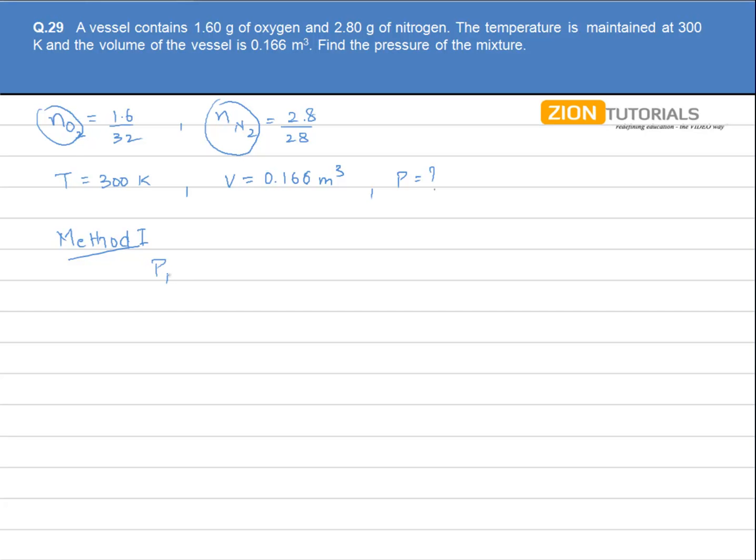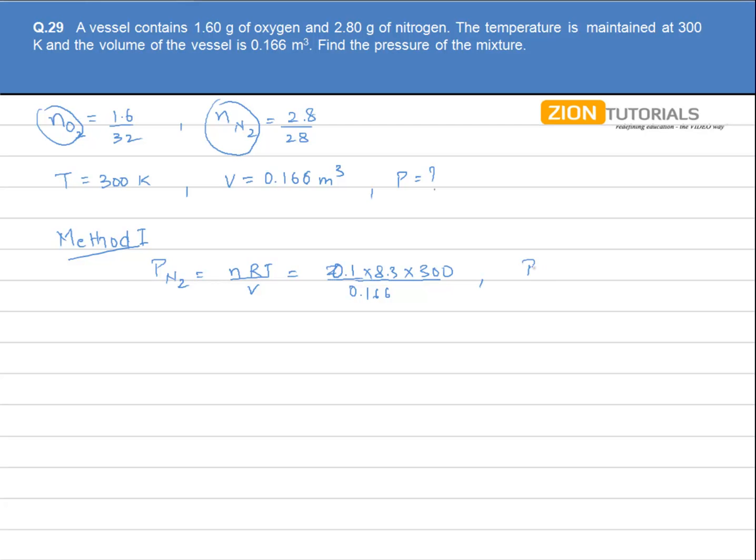So if I calculate the pressure due to N2, this would be equal to nRT divided by V. So this would be equal to 0.1 into 8.3. What will be the temperature? This is 300 Kelvin, divided by the volume. What is the volume? 0.166.